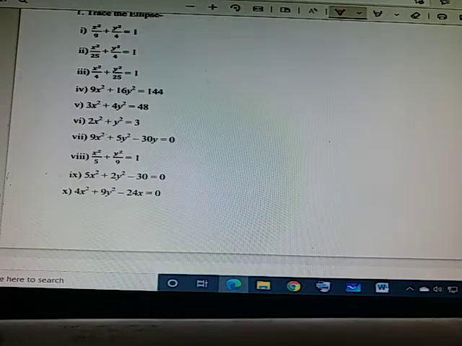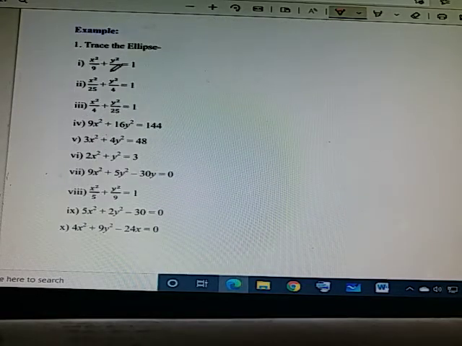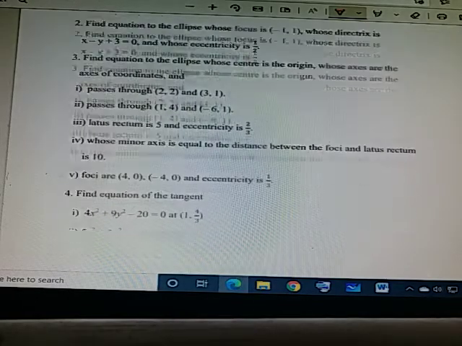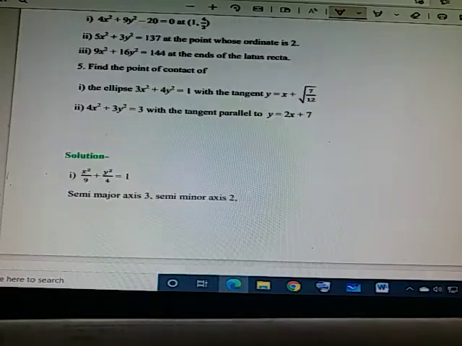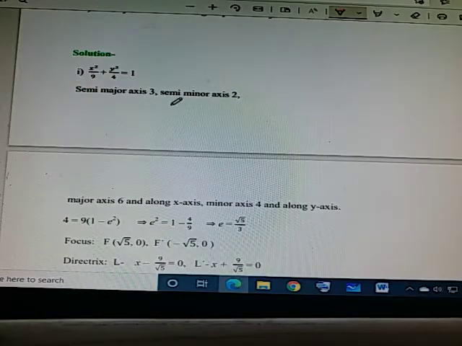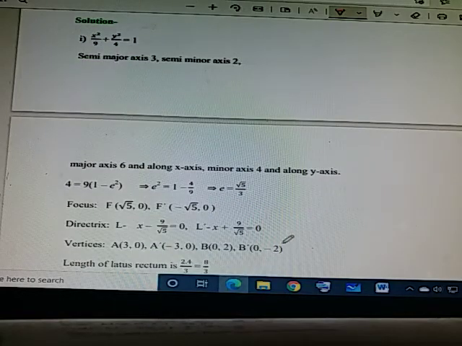So this problem you see. Trace the ellipse. So your solution is here given. So major axis, semi-major axis is 3. A is actually semi-major and B is semi-minor. So semi-minor axis is 2. So our E is, we are having this one.